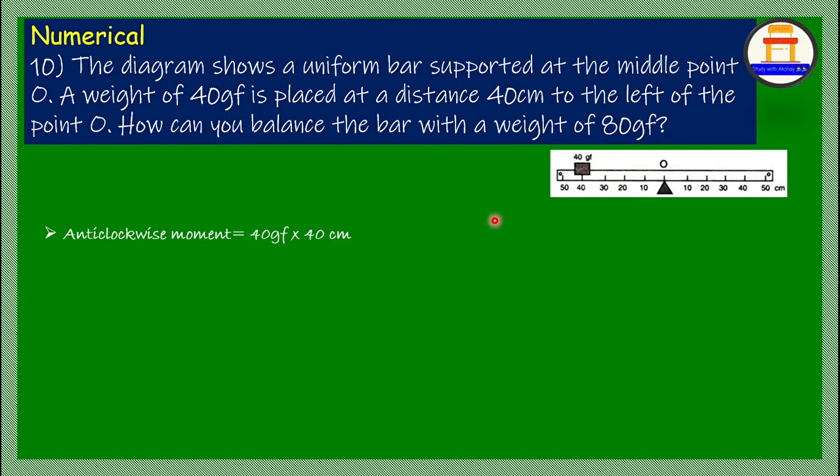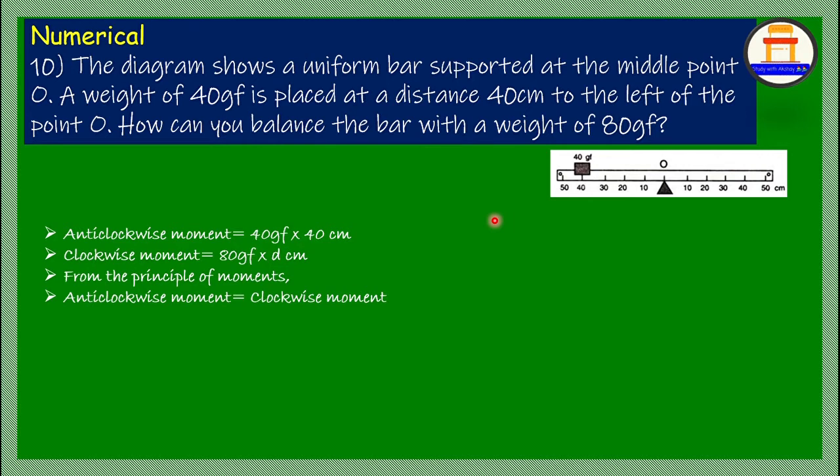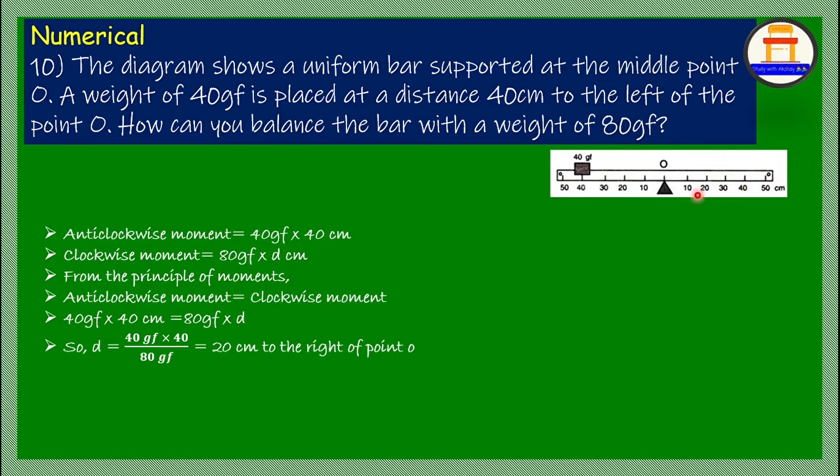Anti-clockwise moment is 40 GF into 40. Clockwise moment is 80 GF into d centimeters. According to the principle of moments, anti-clockwise moments equal clockwise moments. So 40 GF into 40 equals 80 GF into d. Upon simplification, we get d equal to 20 centimeters on the right of point O. So 80 GF should be suspended at this point in order to balance the meter rule. Let's move ahead further.